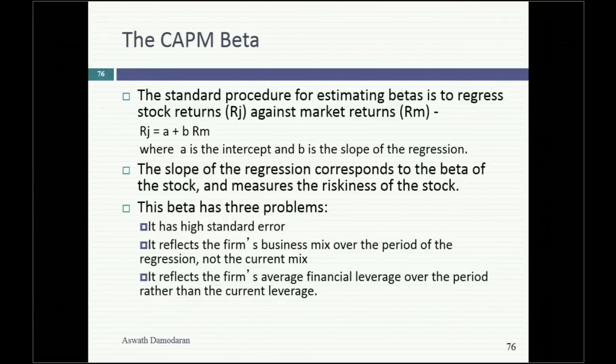Because a regression beta has three very, very bad problems. The first is that beta comes with a big standard error. In other words, it's a statistical slope. And if you remember your statistics, whenever I have a slope, I have a standard error associated with it. And a single regression beta is always going to come with a lot of noise.